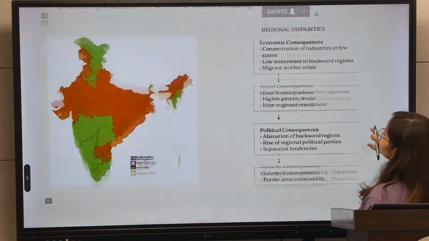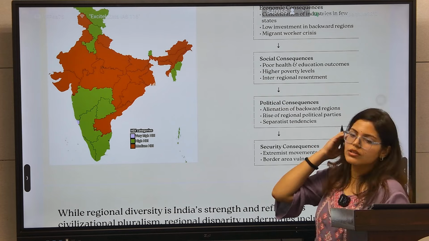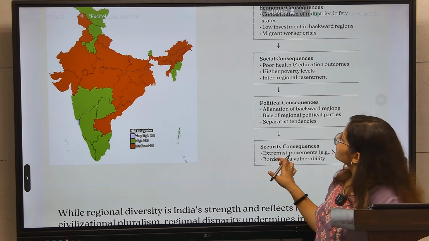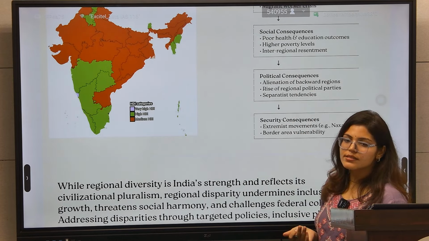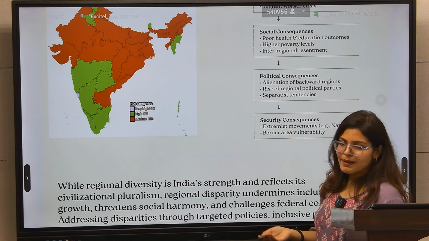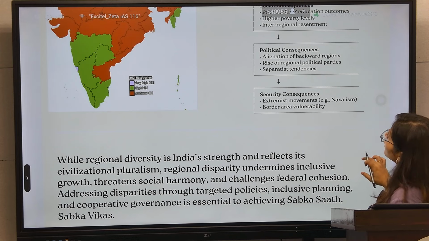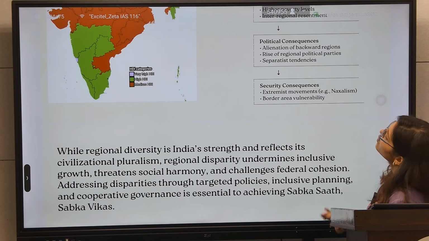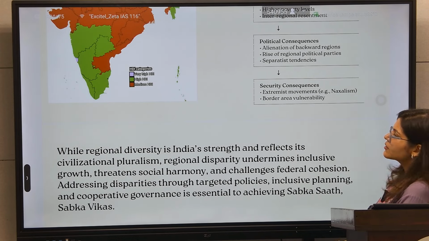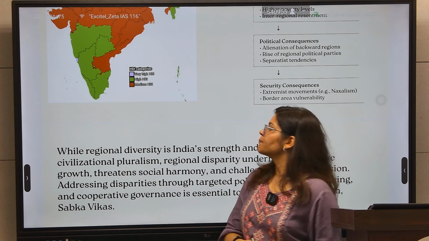Now, what are the social consequences? There are poor health and education outcomes, and a higher poverty level. What are the political consequences? The alienation of backward regions. There is a special state mentioned here. You can also mention the extremist attitude. Then for the social security consequences, you can write about extremist movements or border area vulnerability.